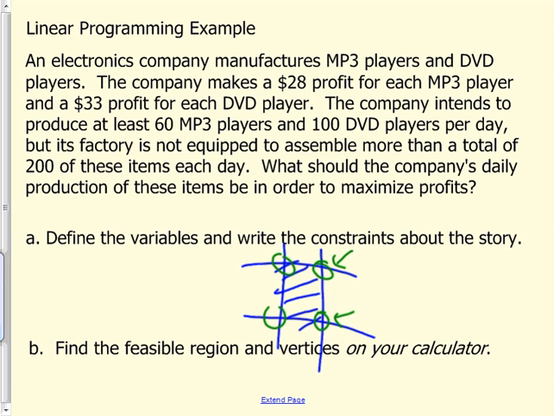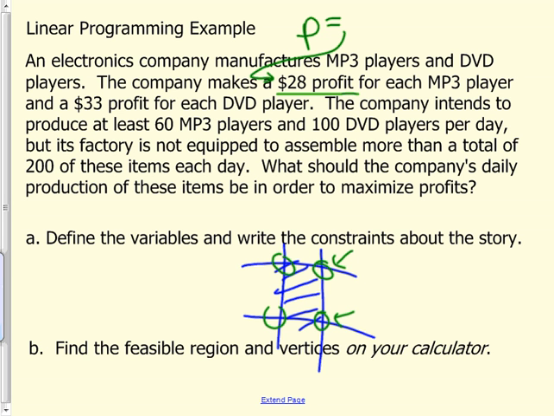Our optimizing equation in this case has to do with profit: 28 for each MP3 player and 33 for each DVD player. Again, this wouldn't be something you would graph. This is the optimizing equation. So this is the beginning of your optimizing equation right there.